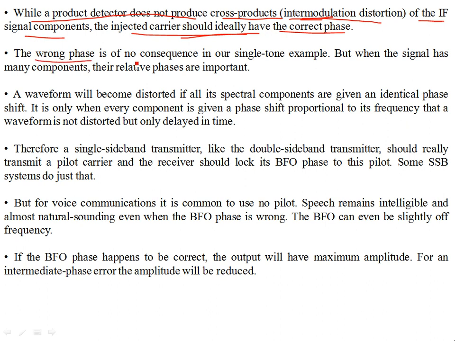The wrong phase is of no consequence in our single tone example, right? But when the signal has many components, then the relative phases are important. This can be explained like this: analog systems don't necessarily have a linear phase. So what I'm going to draw over here is a system which has a phase response. Let's call this phi of omega. This is my phase response, not the magnitude response, but the phase response of the system, such that it's linear with frequency omega.